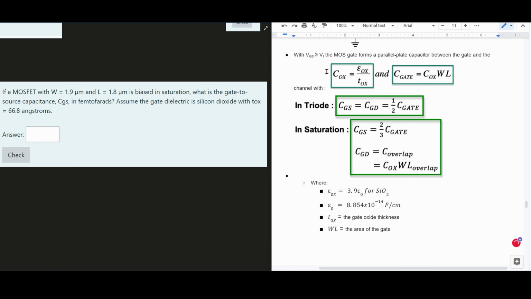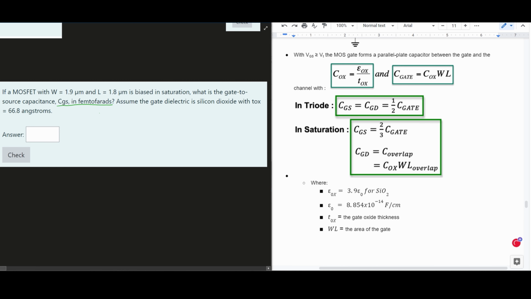For this question, a MOSFET with W equal to 1.9 micrometers and L equal to 1.8 micrometers, so micrometers, not ohms, is biased in saturation. It's important. What is the gate to source capacitance, which is CGS? This is what we want to find in femtofarads.